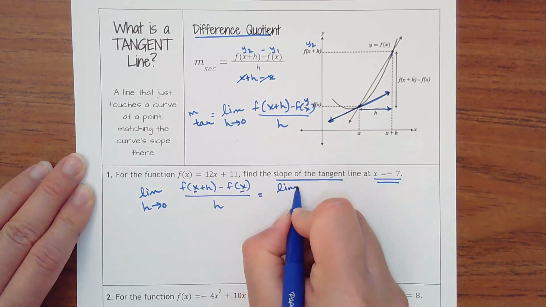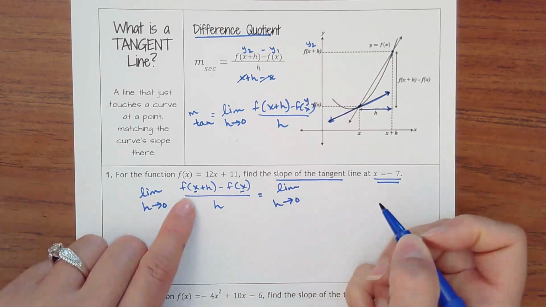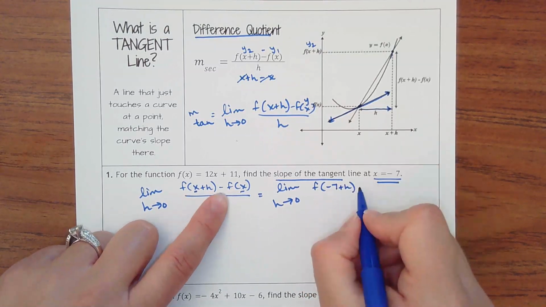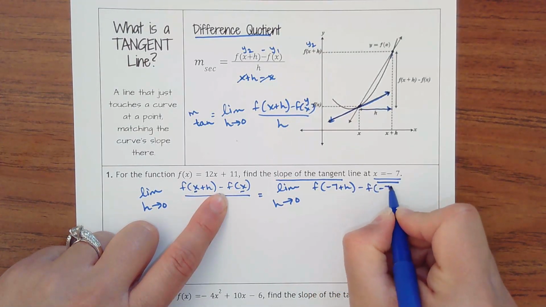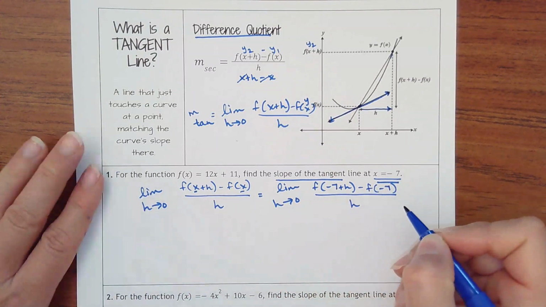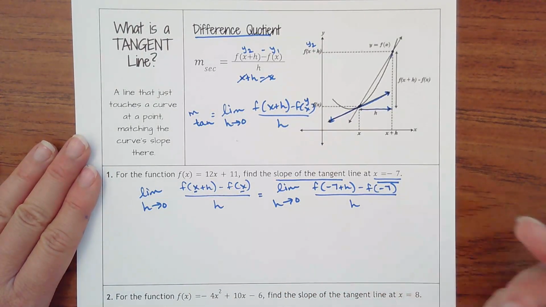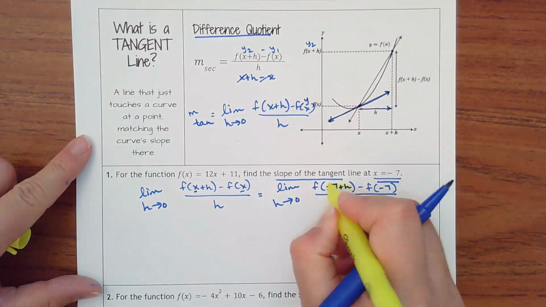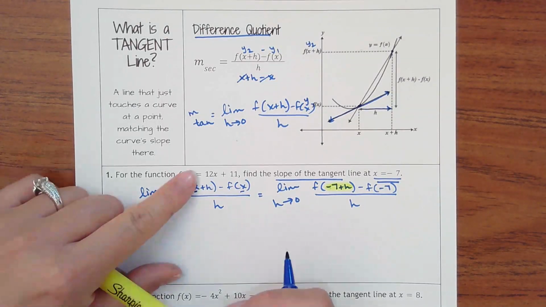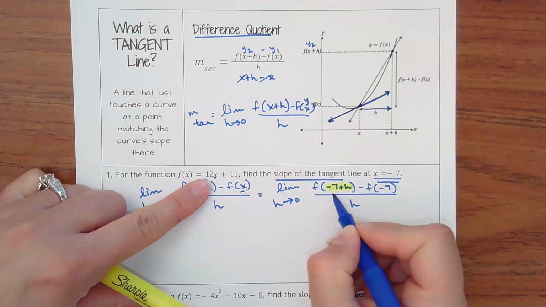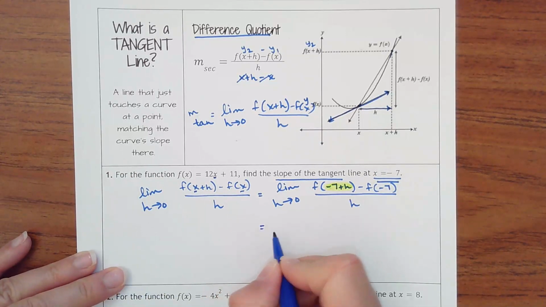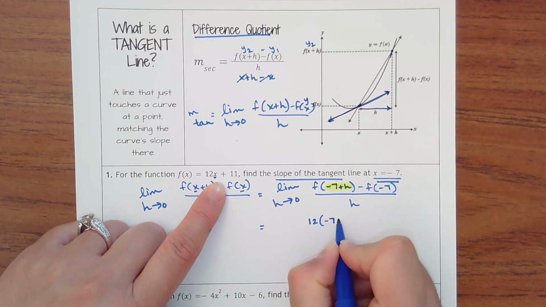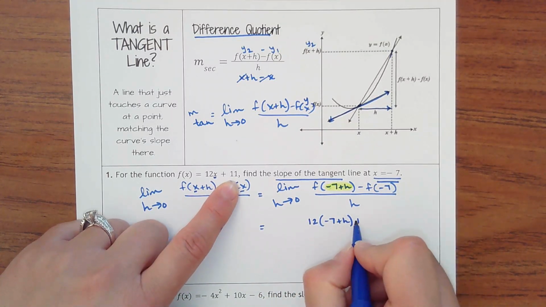So it'll be the limit as h goes to 0 of f of -7 plus h minus f of -7 all over h. Then what I'm doing is when I see f of something, that means that that gets plugged in for x. So I'm going to take my function here, and when I get to x, I'm going to replace it with -7 plus h. So I'm going to not write the limit right now, but I'm going to do 12 times -7 plus h plus 11. I have to write the whole thing.